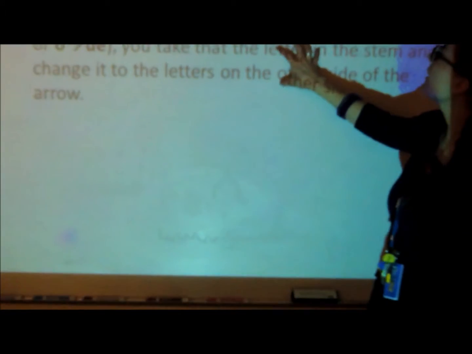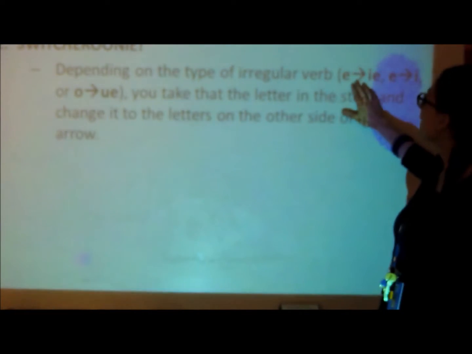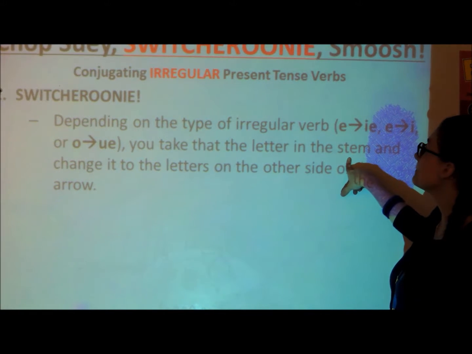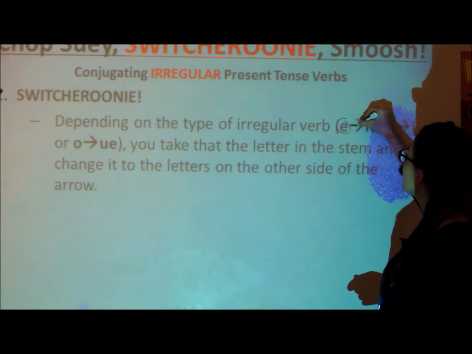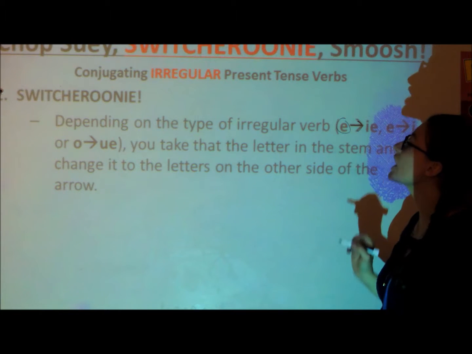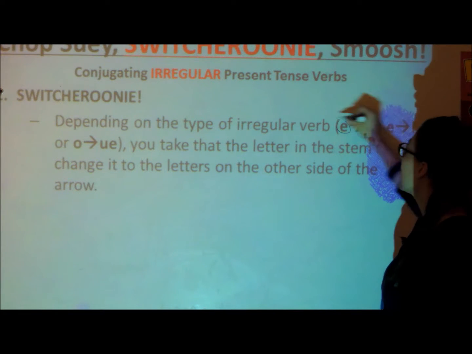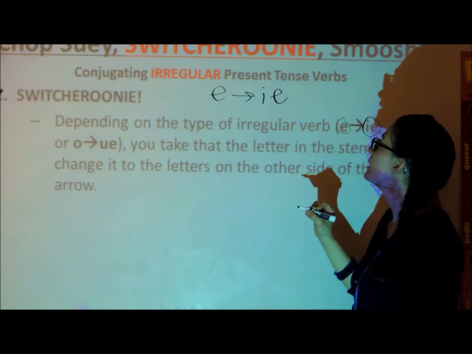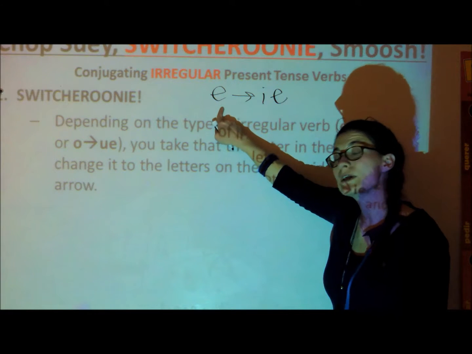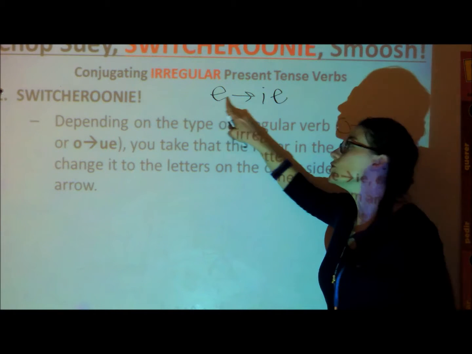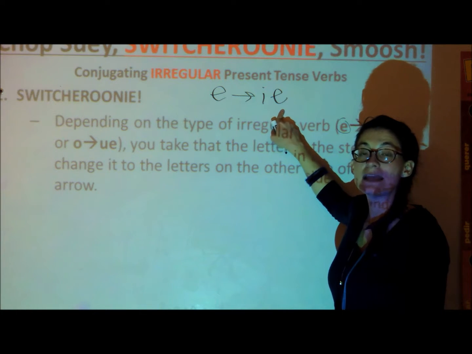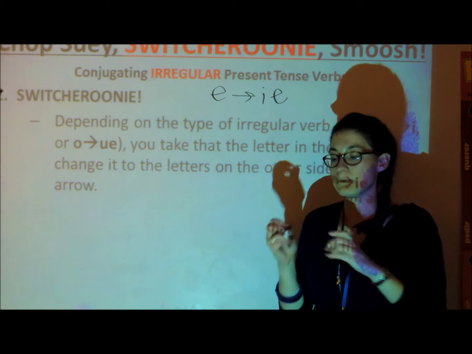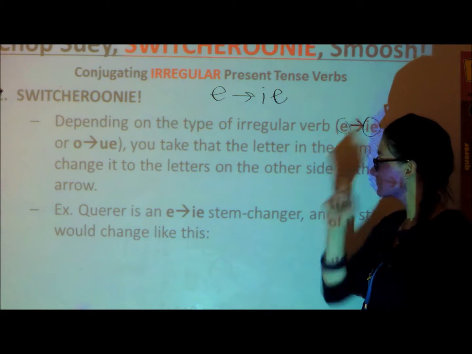All right. So depending on the type of irregular verb and the type of category, E to IE, E to I, or O to UE, you take the letter in the stem that's before that arrow, and you change it to the letters that are after that. Let me write it up here a little bit. So if it's an E to IE stem change, you would take the E that is in the original stem, take it out, and replace it with IE. And then all the other letters are still in that stem.